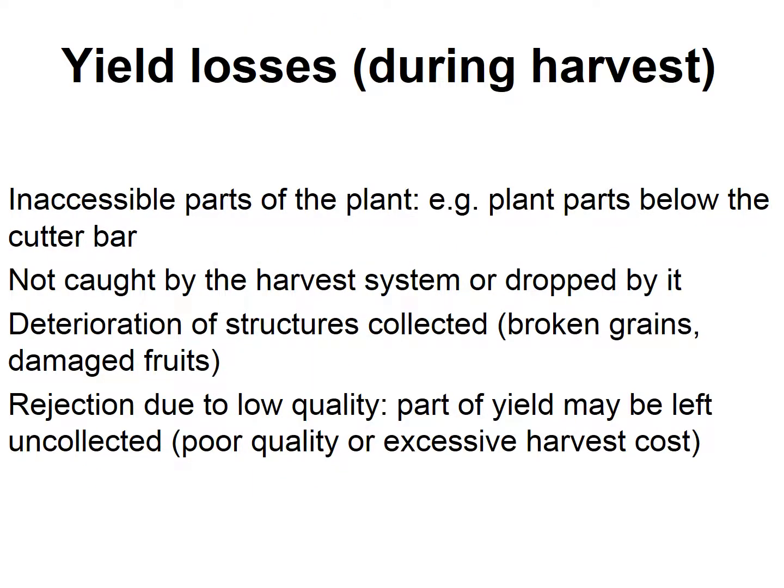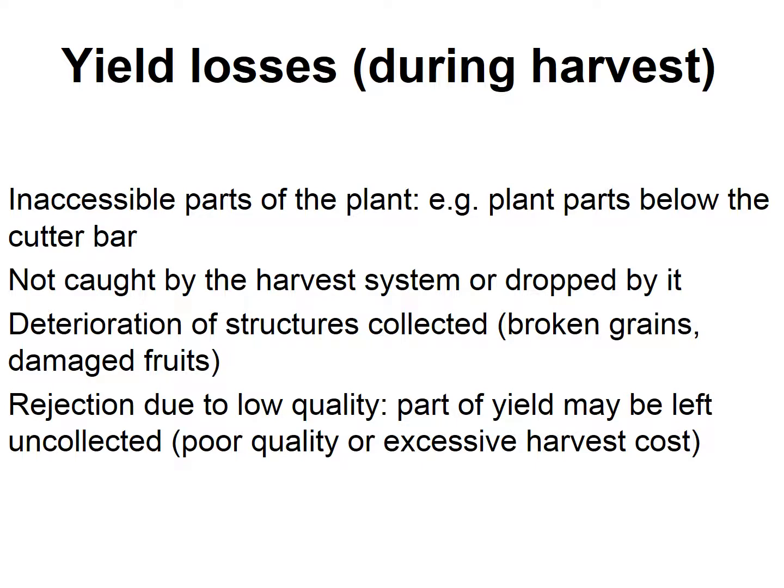We might have yield losses during the harvest process. For instance, we might have inaccessible parts of the plant, for instance plant parts below the cutter bar. We might have parts of the plant that are not caught by the harvest system or dropped by it.